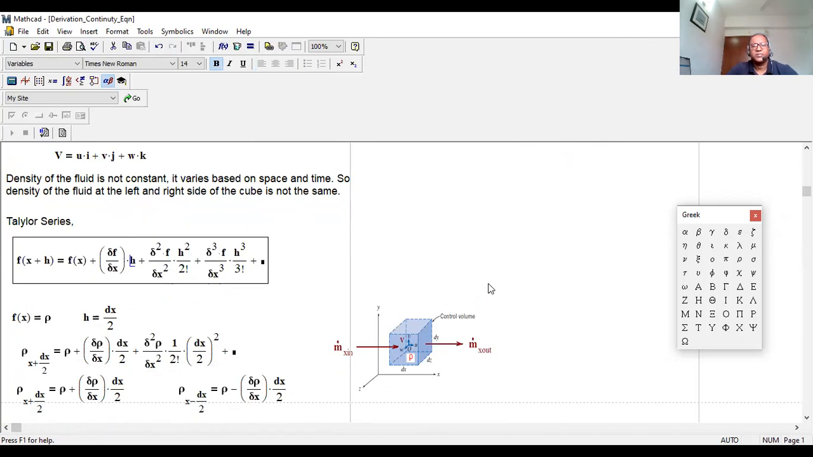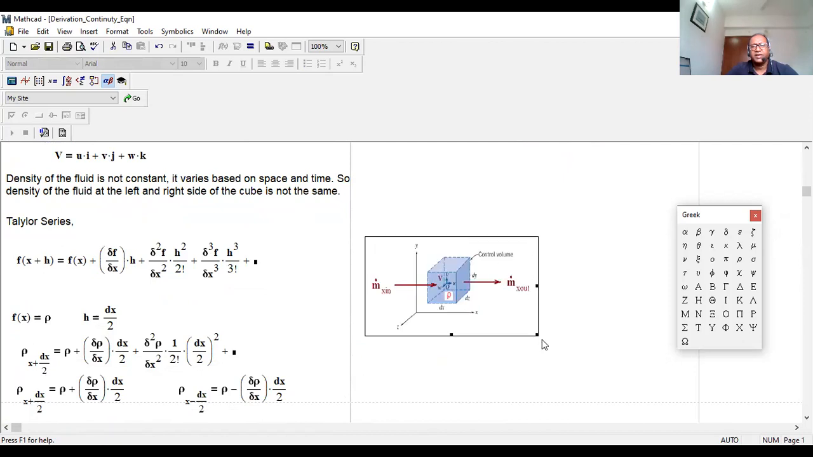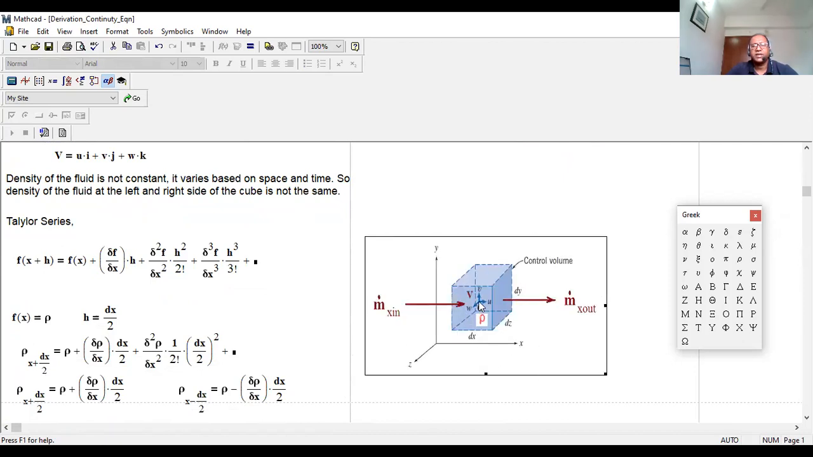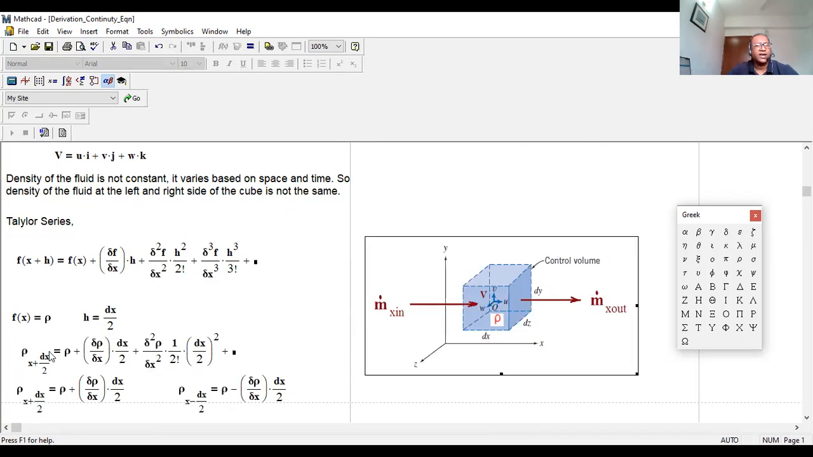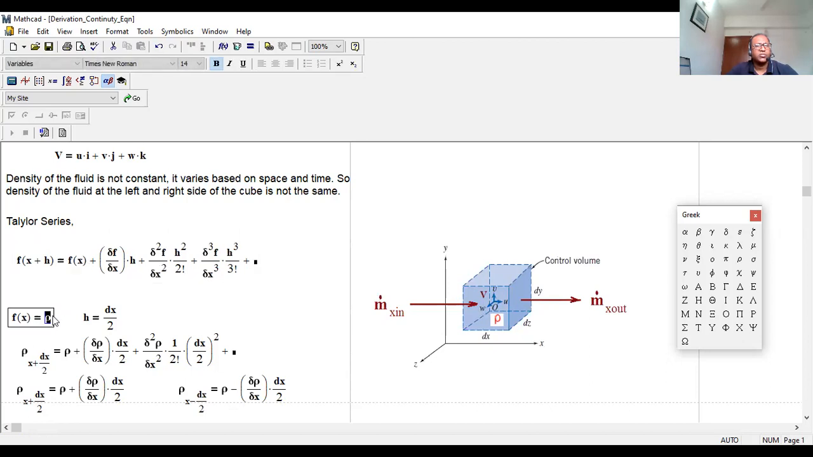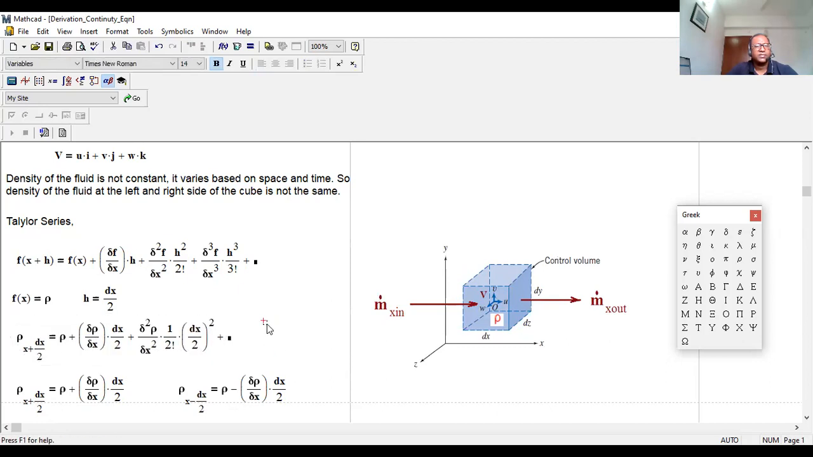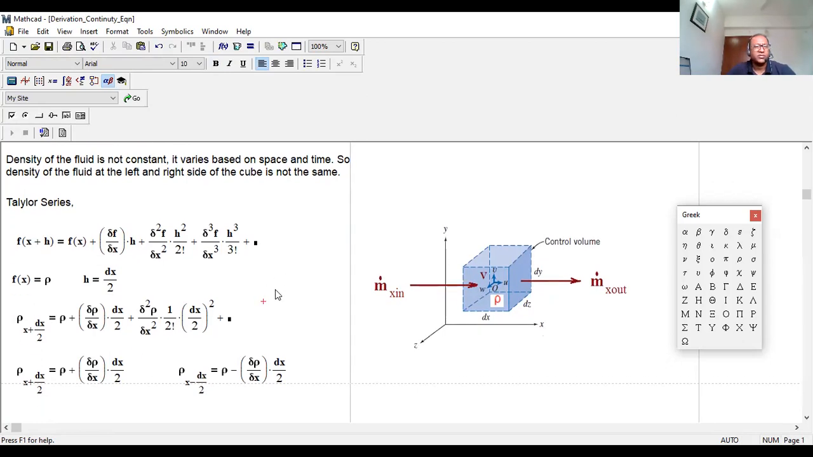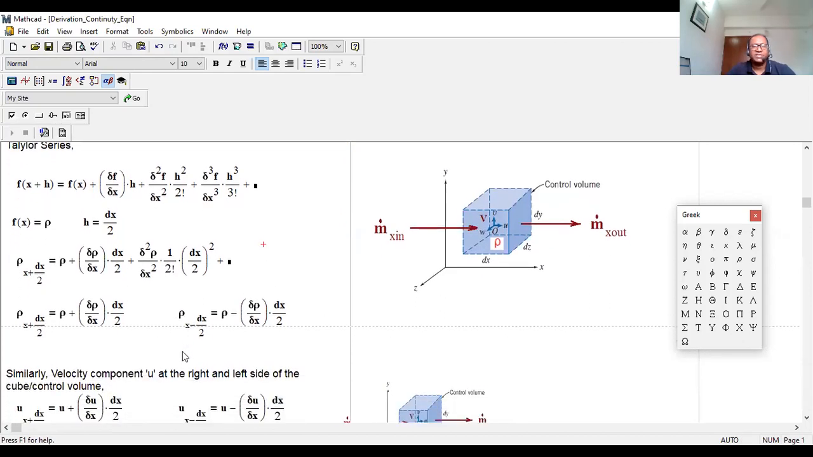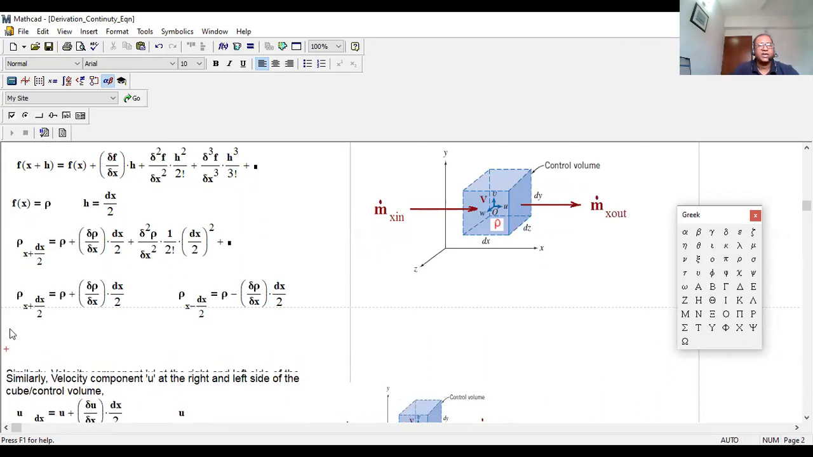This is my Taylor series. So at the center, density is rho. What will be the density at a distance dx by 2? The function will be rho, and you put dx. Put this in, and then we get this equation. And this higher-order term, dx by 2: dx is a very small term. If you divide by 2 and then square it, it gets even smaller. So we can neglect it for simplification. Again, that means we are losing some accuracy, which we can justify by experiment.